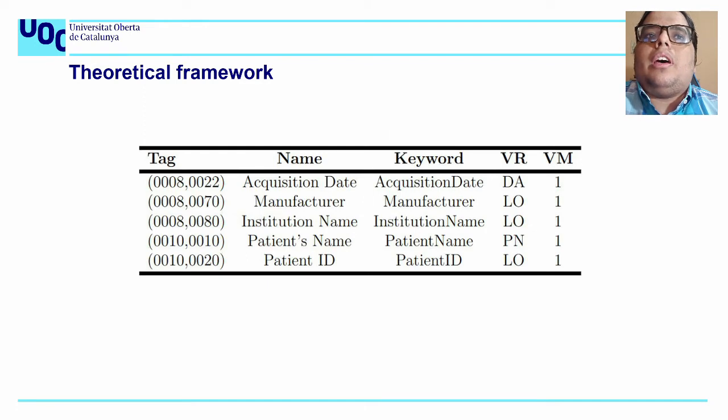In this slide, we have a table showing an example of how a DICOM attribute is formed. In the DICOM data dictionary, we have tags. These tags are unique identifiers formed by the group number and the element number. And they help to identify each attribute, like the acquisition date, manufacturer, institution name, and patient ID.